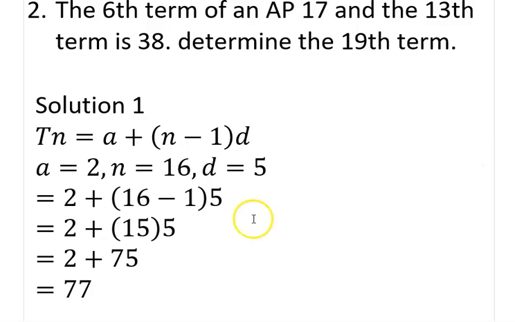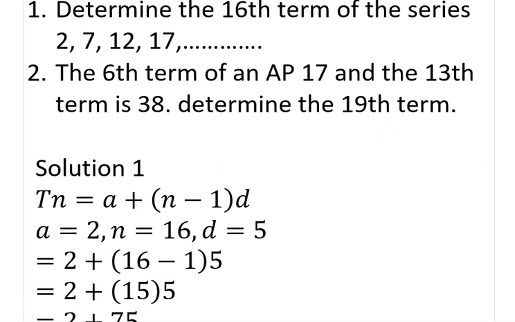The 16th term, 77. Now, like this one, we are given the 6th term of an AP to be 17, and we are given the 13th term to be 38. We have to determine the 19th term. Now, in this case, we are not given A, which is the first term. We are not given D, which is the common difference. But this is actually the question: determine the 19th term. That's the question. But we are given this information, the 6th term to be 17 and the 13th term to be 38, so that we can get our A and our D, that's our first term and our common difference.